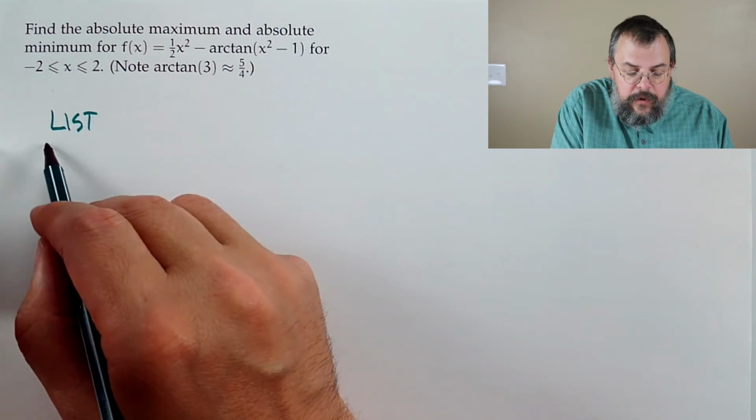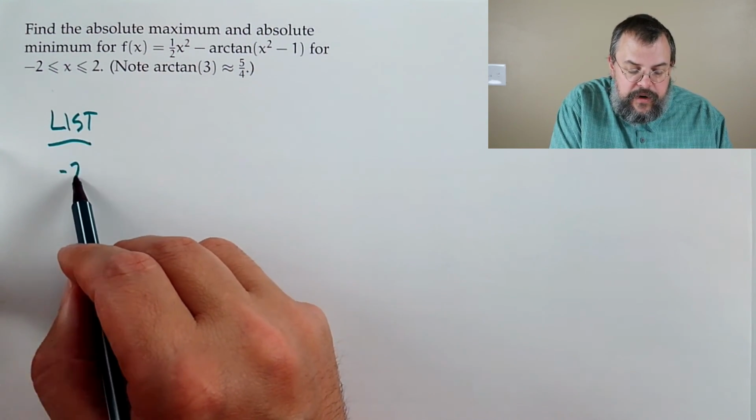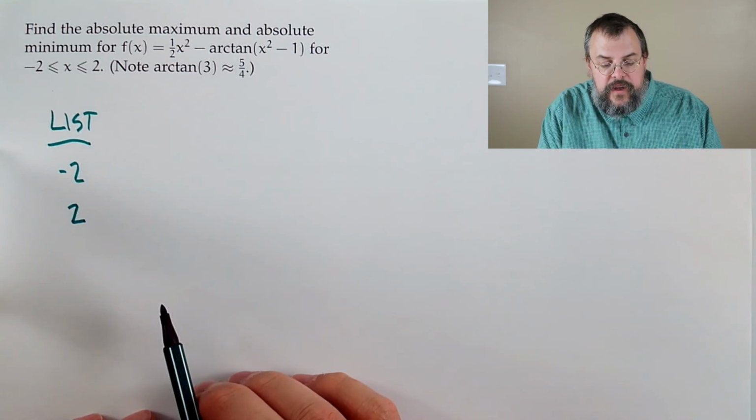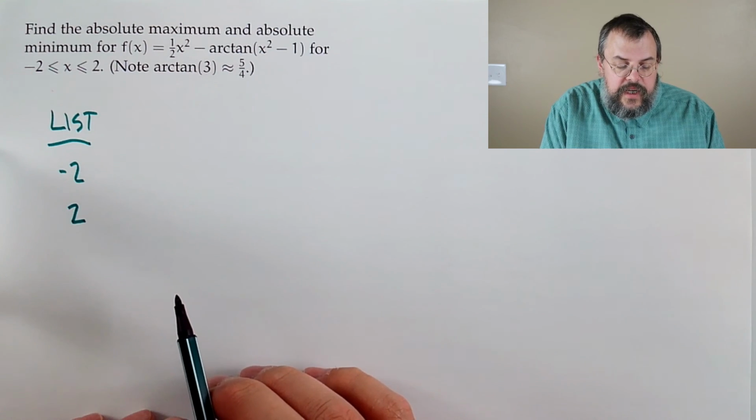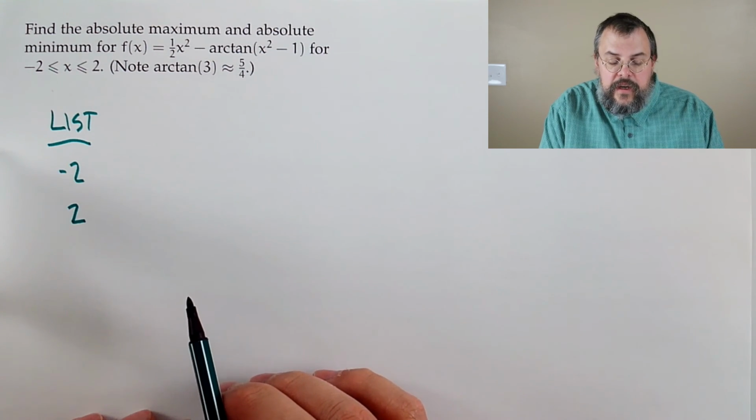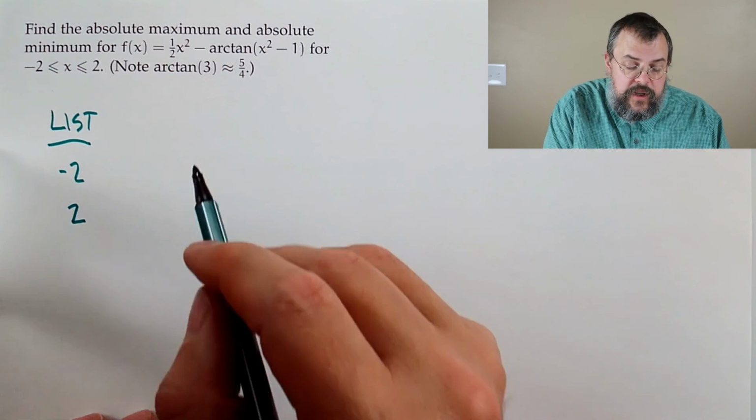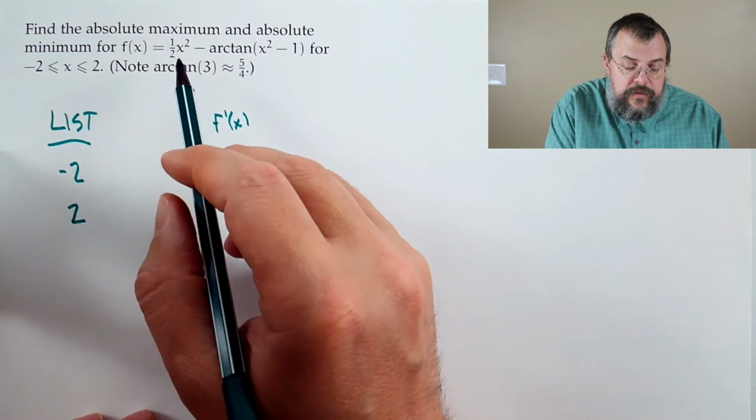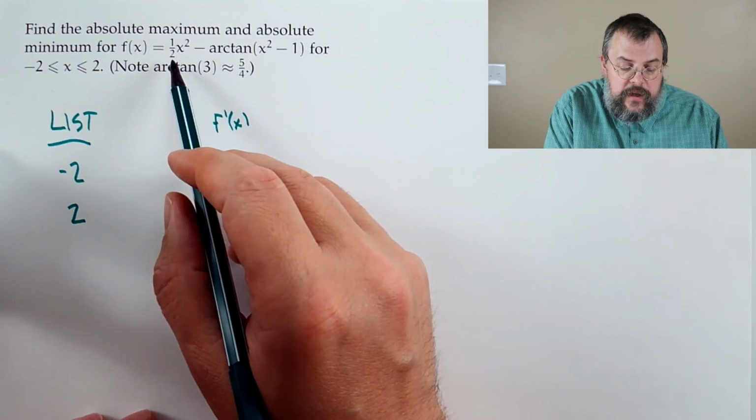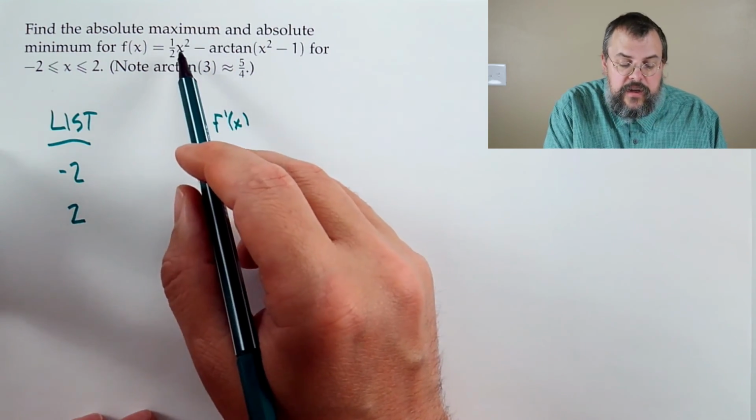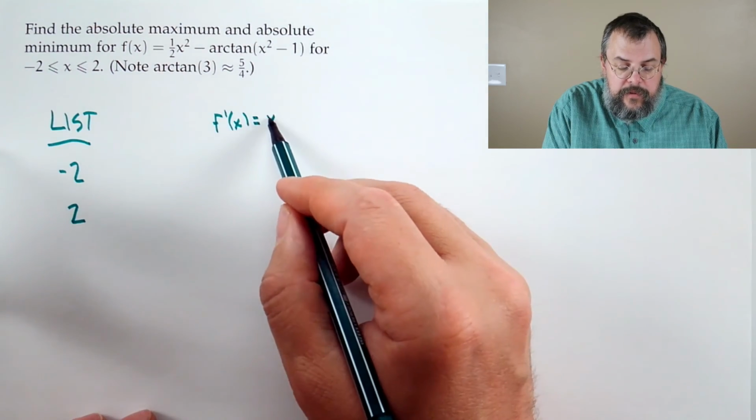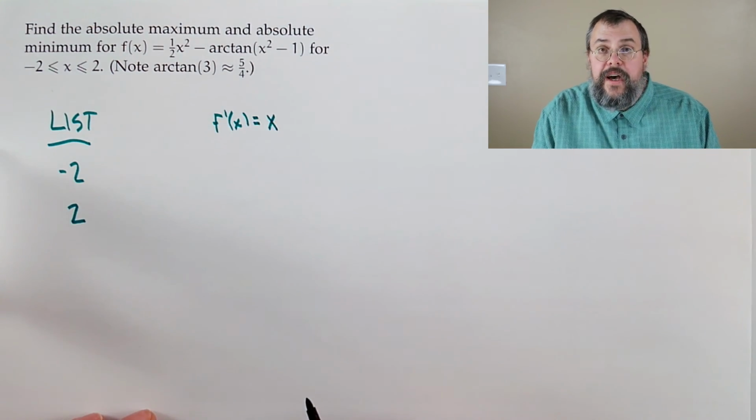And we say, what goes on our list? The endpoints always go on our list. So our endpoints are negative 2 and positive 2. Now we start saying, all right, the rest of it comes from the derivative. So we take our derivative, f prime of x. Derivative of 1/2 x squared would be, the 2 comes down, and so 1/2 times 2 is just 1. We're left with x. It's not so bad.